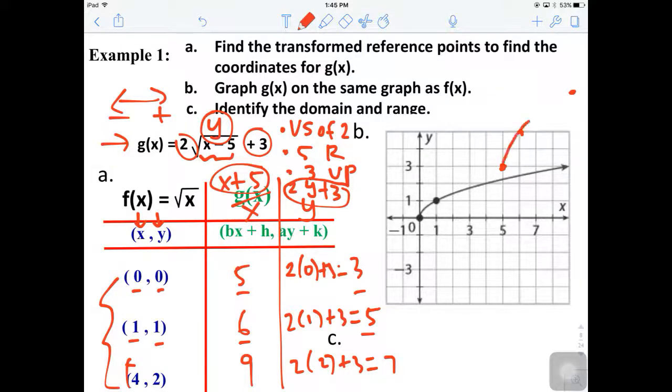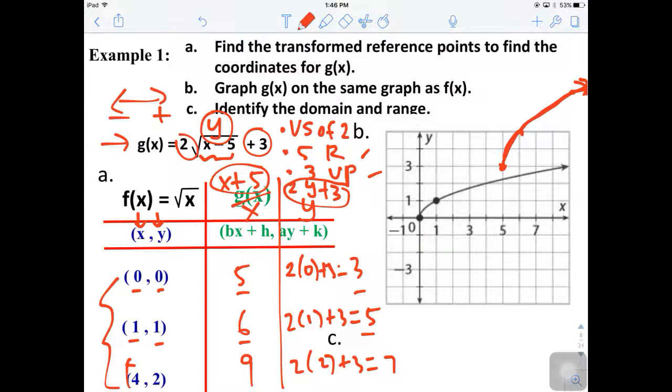And I'm going to draw, since this is a square root, I should follow the square root shape, which is kind of like a curve arrow this way, right? So here is the new graph. That is what the transformed graph looked like. It looks like it's been vertically stretched by a factor of 2 and then shifted 5 units to the right and 3 units up. And that's what the new graph looks like.